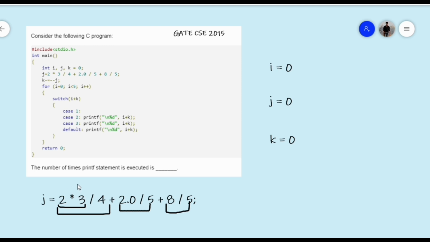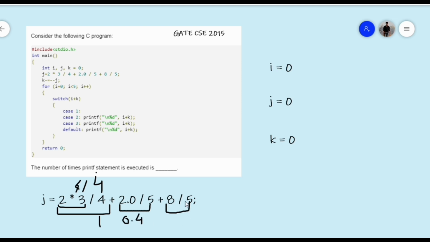So this is 6 divided by 4, which will be 1 point something, so the result of this will be 1. Here this is 2.0 divided by 5, and because this is given a float value, its result will be stored as a float value in a temporary variable. So in the intermediate variable this will be 0.4.